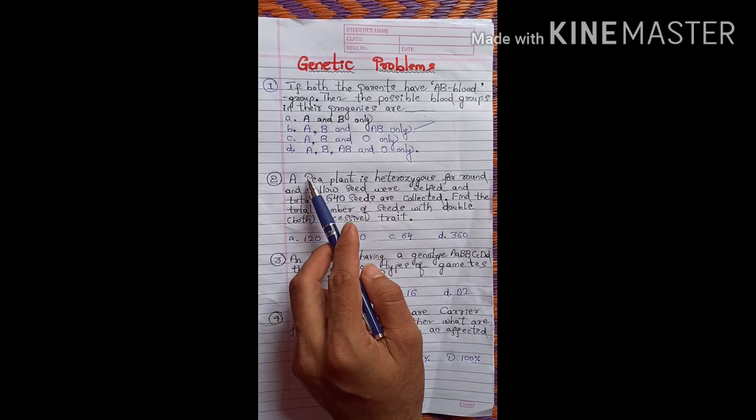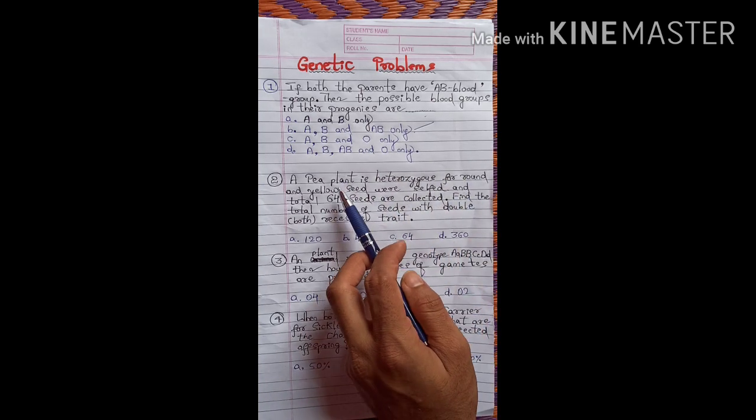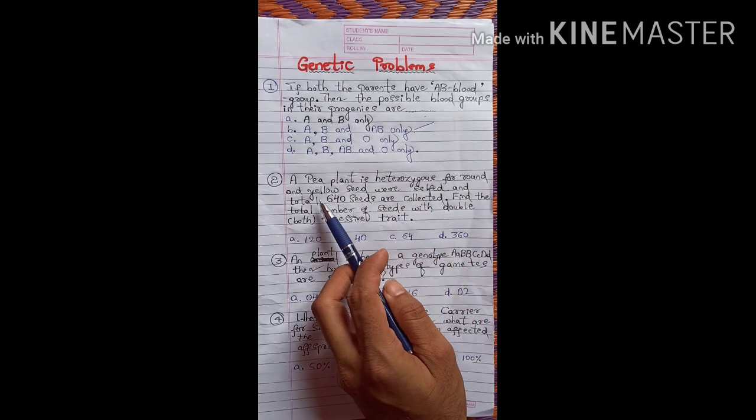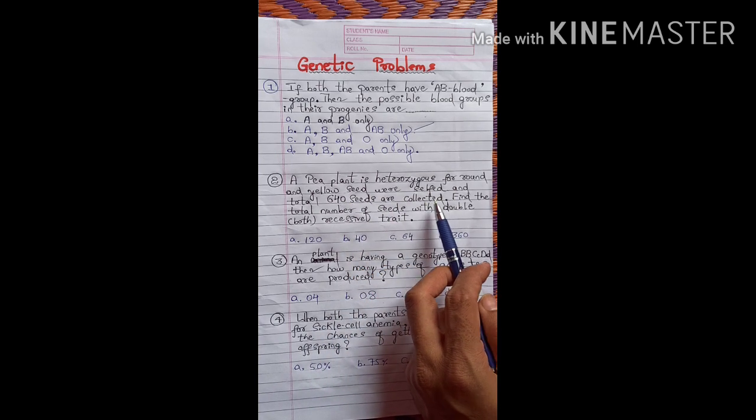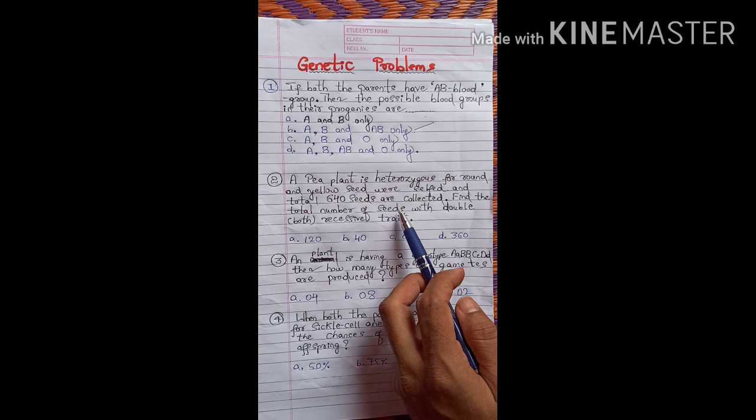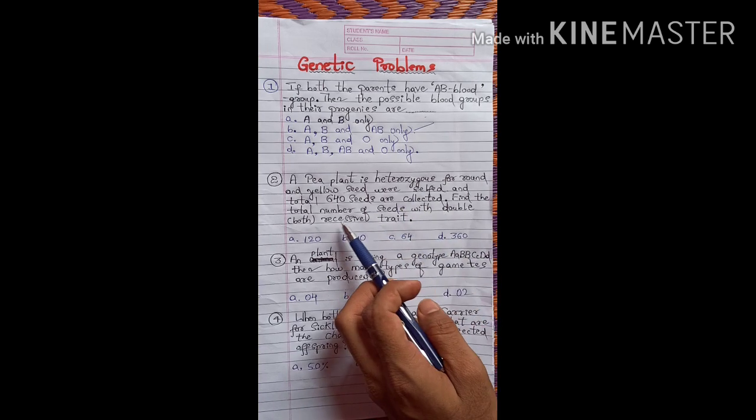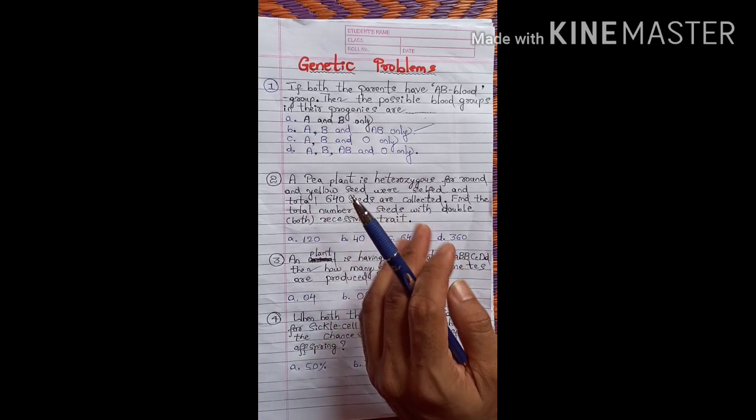See the second problem. A pea plant is heterozygous for round and yellow seed, and is selfed, nothing but self pollination. Okay, and a total of 640 seeds are collected. Find the total number of seeds with double recessive trait. So double recessive trait is nothing but both the recessive traits should be there. Okay, so it is a very important problem.